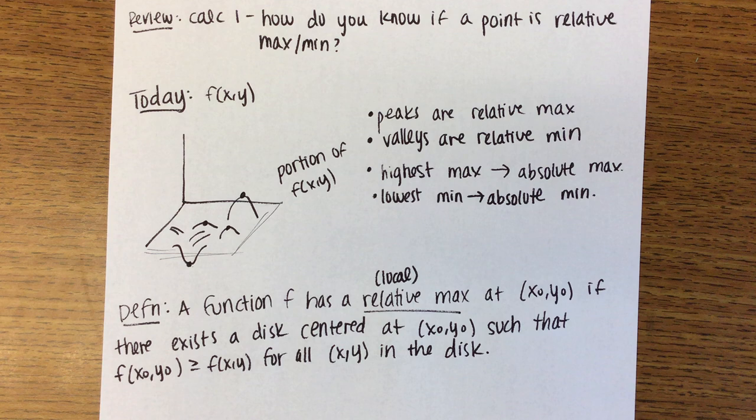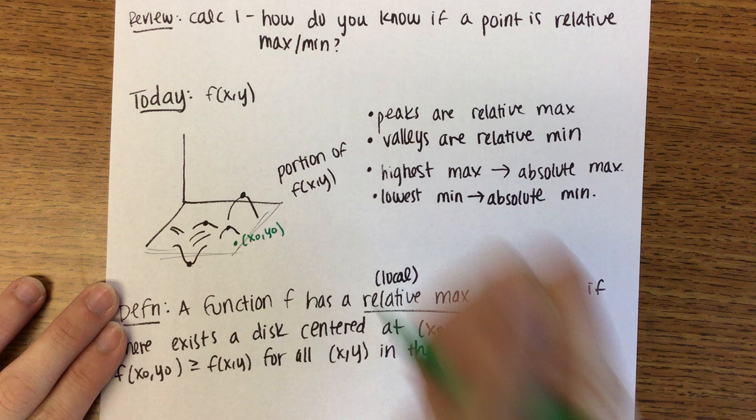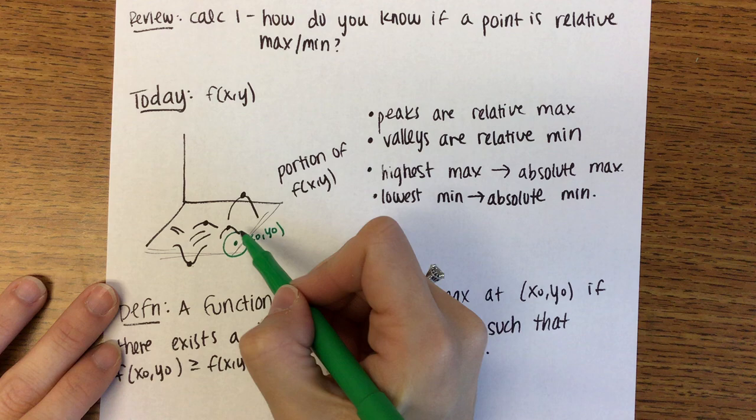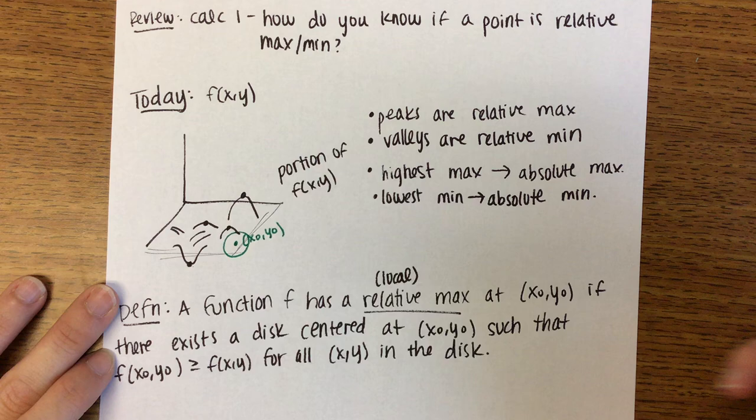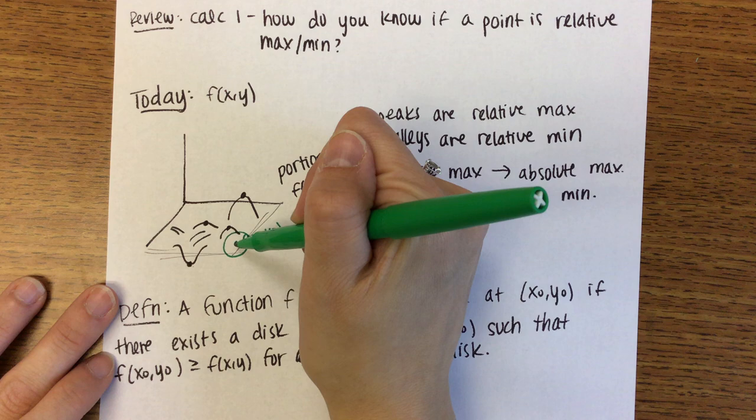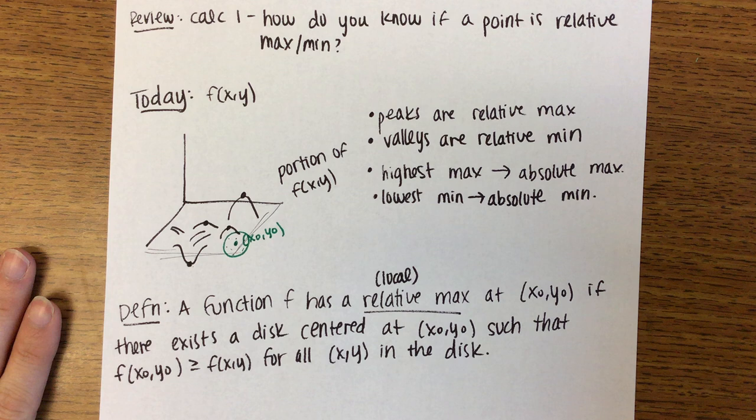Okay, here's what that means. If I choose some point, like this point here, that's x naught, y naught, I'm then looking at a disk around it. This point will give us a relative max or a relative min for this function as long as the value of f at that point is at least as big as the value at every other point in that disk. Does that make sense? Yeah, you guys with me? This is what you guys did in Calc 1.